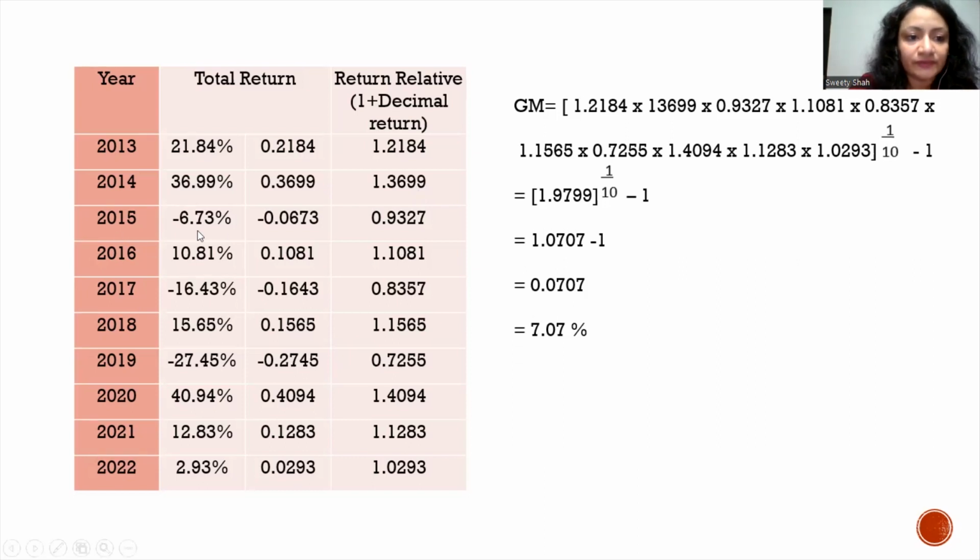But look at 2015, instead of profit, we had losses, and the loss was minus 6.73%. So here your decimal value would be minus 0.0673. When you calculate the return relative at that point of time, it would be 1 minus 0.0673. So it would be 0.9327. So your return relative values cannot be negative.